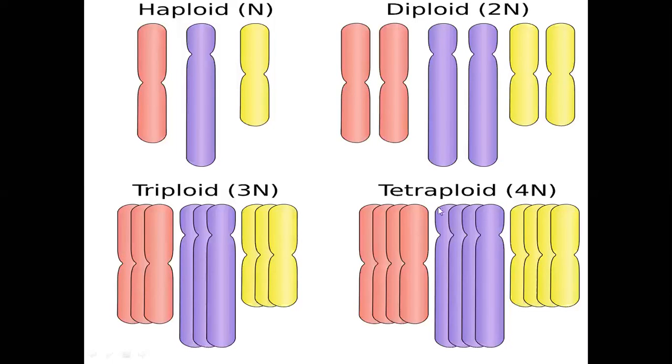The same thing applies to tetraploid, where the number is exactly double the diploid. In diploid, each chromosome has 2. In tetraploid, we can see that each chromosome exists in a number of 4. So here it is 4 pink chromosomes, 4 blue chromosomes and 4 yellow chromosomes.